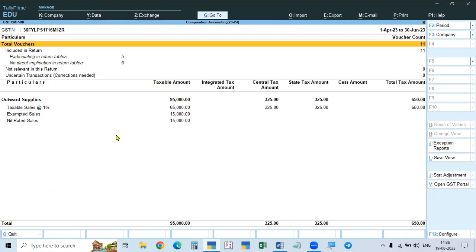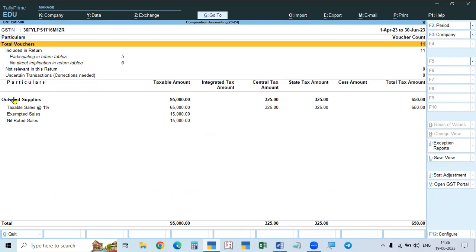This will be filed only once in a quarter. For every quarter, one statement is filed, and it is to be filed after completing the quarter, in the next month before the 18th. That is the 18th of the next month after completing the quarter. So April, May, June means July 18th. We have to file this statement CMP 08, and also we have to make the payment.